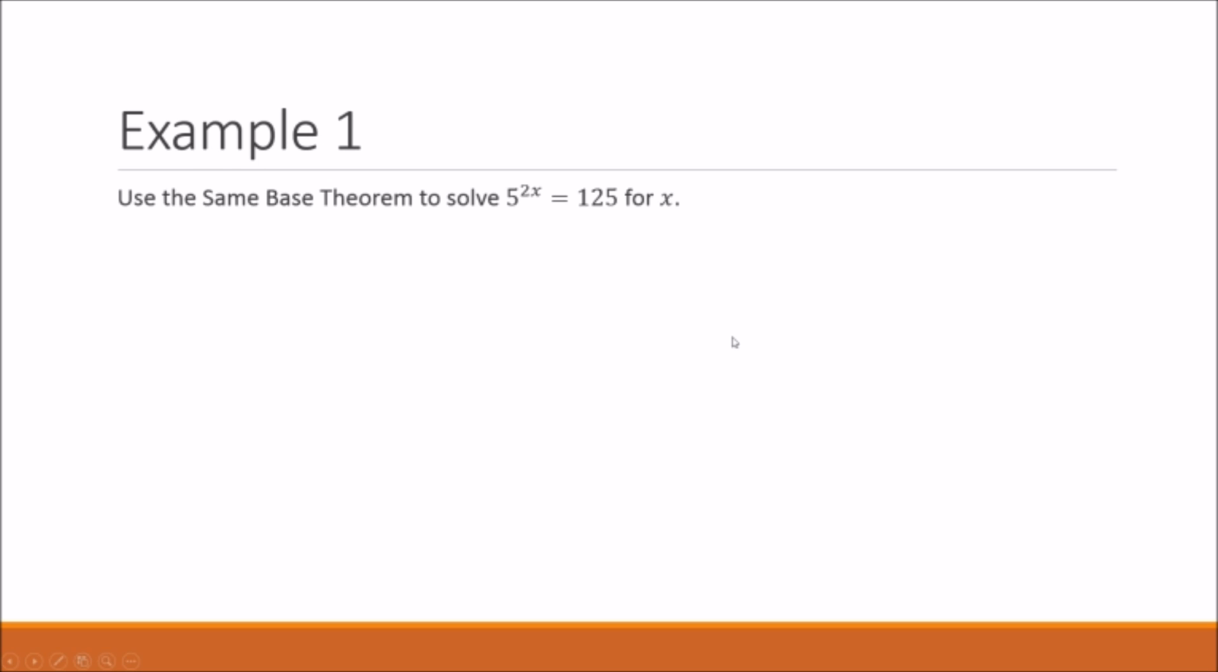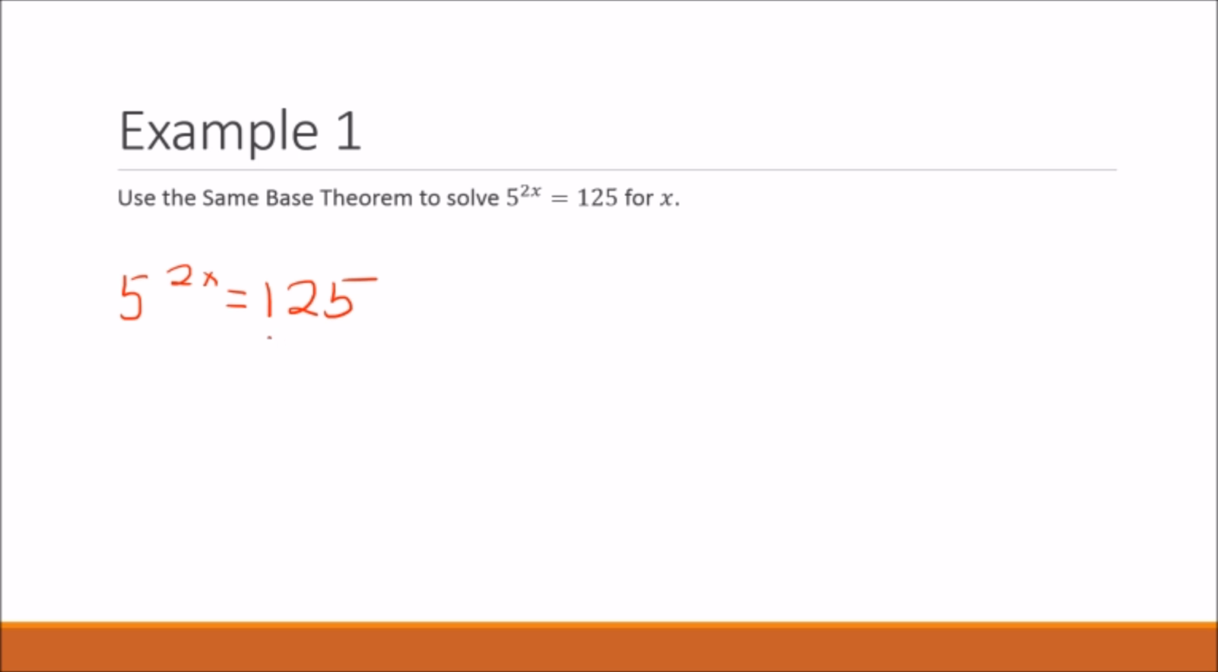So example 1 asks us to use the same base theorem to solve 5 to the 2x is equal to 125, and we're solving for x. So here we have 5 to the 2x is equal to 125, and all that we know about exponential functions and exponential equations is the same base theorem. So somehow we need to write either 5 as 125 to some power, or 125 as 5 to some power.